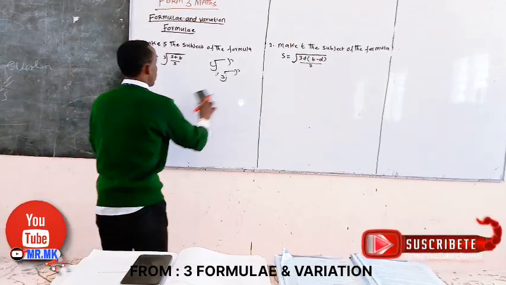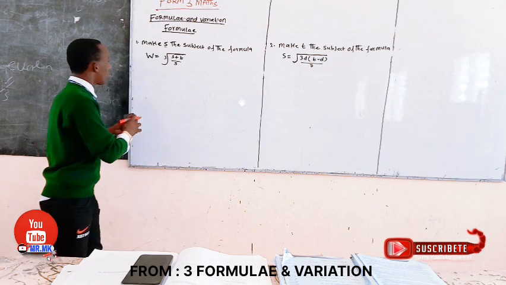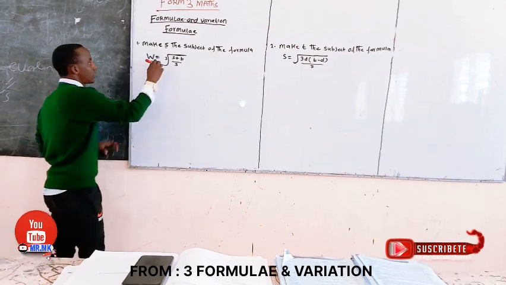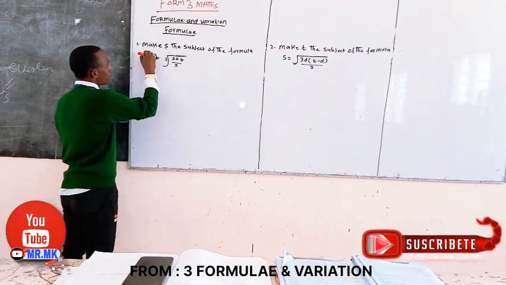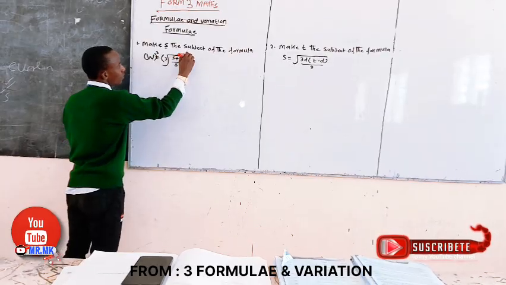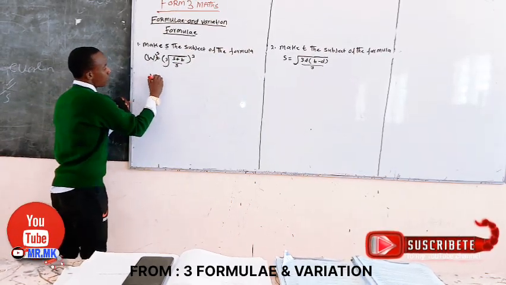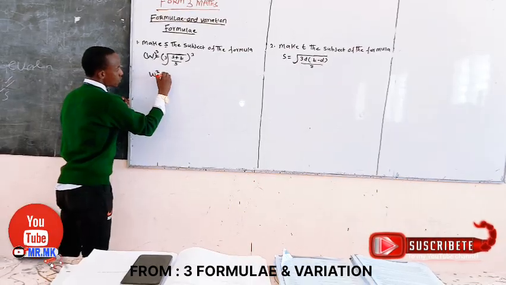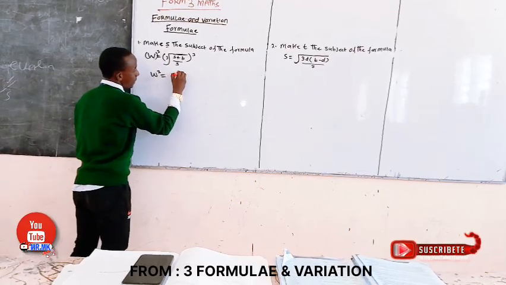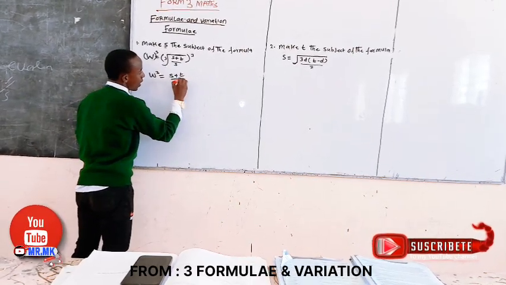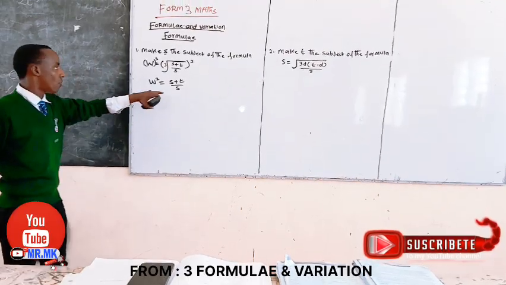Let's do it together now. My question has a cube root. How can I remove this cube root? I just cube both sides. Now I have W cubed is equal to (S plus T) over S.